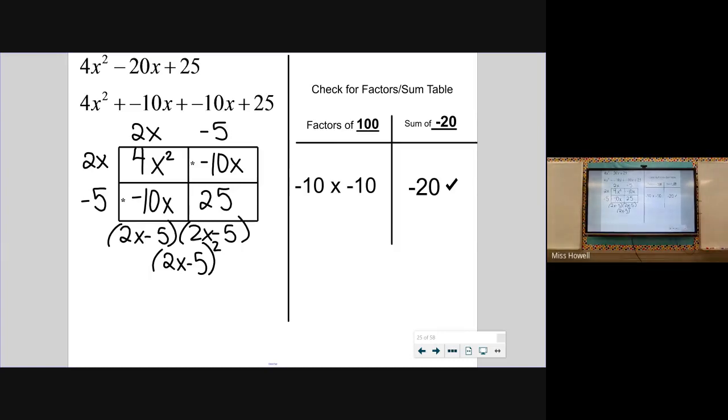You might just have the subtract 10x version, which is perfectly fine. All right, row by row, column by column here, we end up with 2 factors of 2x minus 5. So again, down here we should have 2 steps, not just one, because we could write it better as 2x minus 5 to the second power.